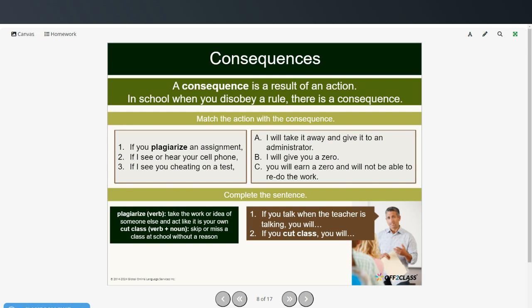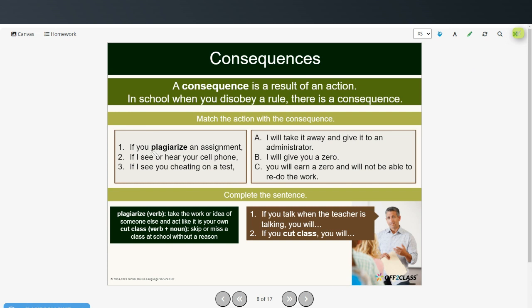So plagiarize is a verb. It means to take the work or idea of someone else and act like it is your own. And cut class, this is a verb plus a noun or a phrasal verb, which means to skip or miss a class without a reason.